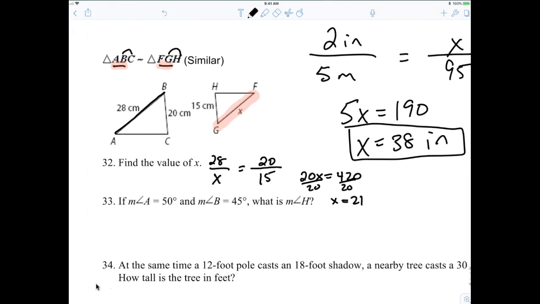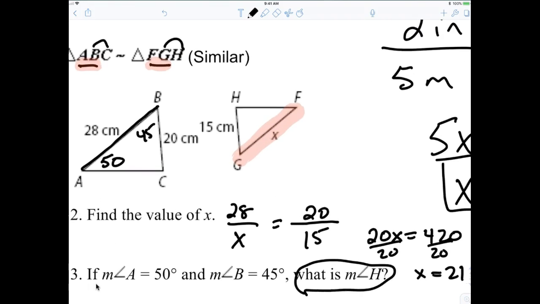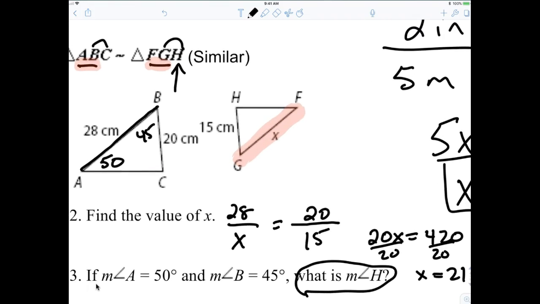Now, it says measure of angle A is 50. So I'm putting 50 next to angle A. And then angle B, it's 45. So I put 45. They want to know what is H. Well, I look at my figure up here. What corresponds to H? C. Oh, of course. C does. Uh-oh. Well, I don't have what C is. Can anybody tell me how to figure out what C is?